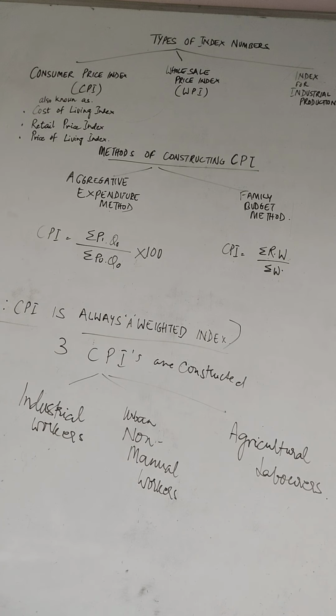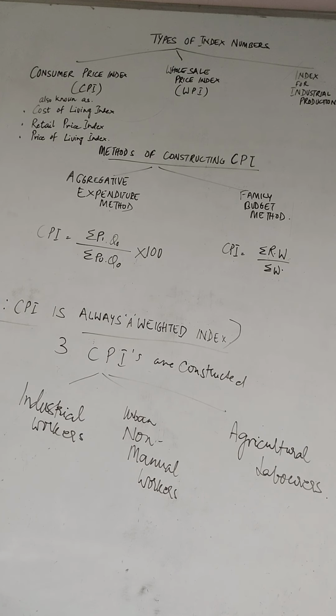All right. I hope you've understood, because this will be more of a theoretical class. In the next class, I'm going to do the methods of constructing consumer price index, that is the aggregative expenditure method and the family budget method, with the help of a numerical which we've already done before in the weighted index number. I'm going to use the same numerical so that you really know what I'm getting at.